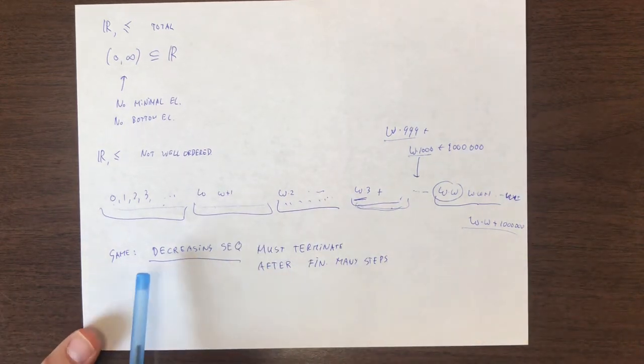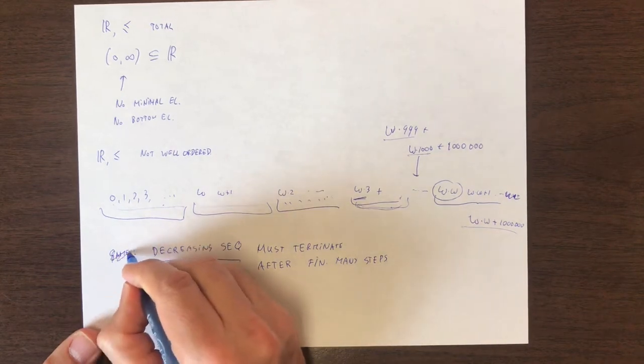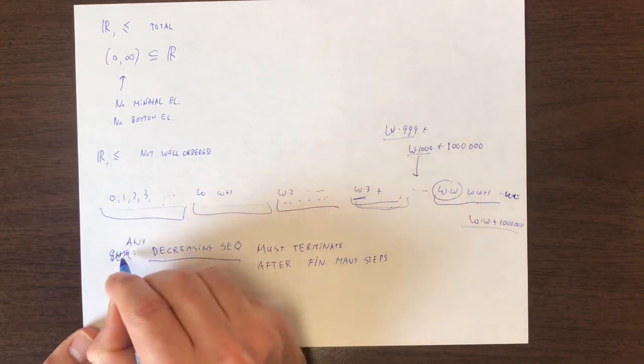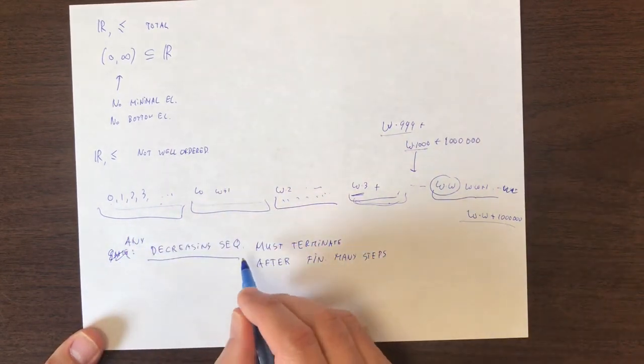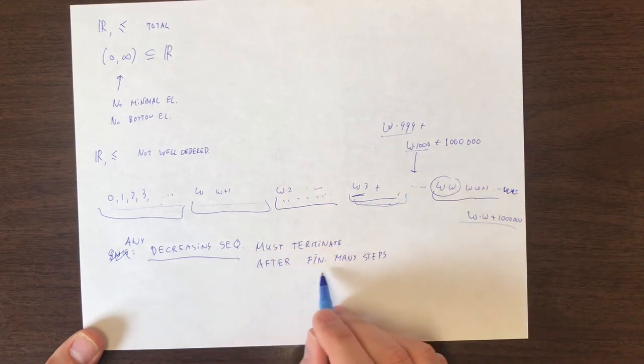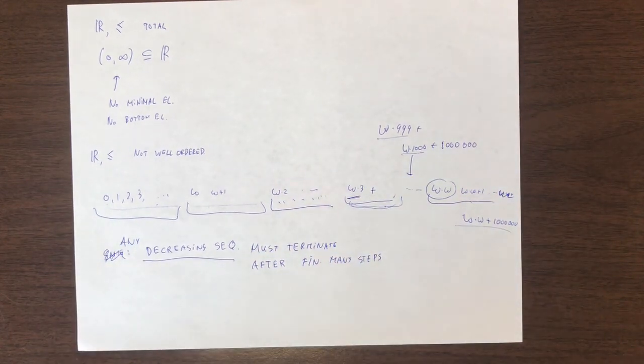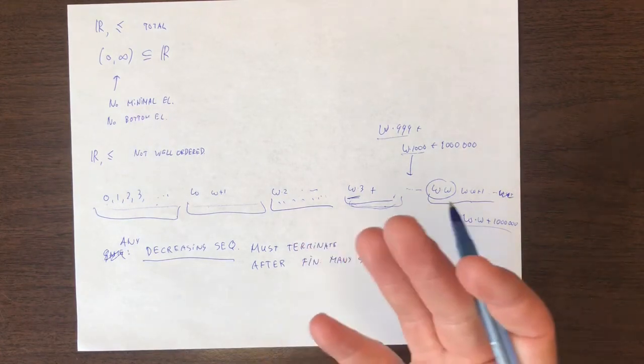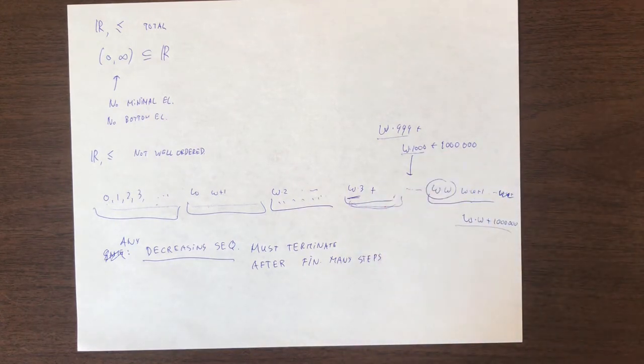So any decreasing sequence of ordinal numbers must terminate after finitely many steps. So that's a key property of ordinal numbers.